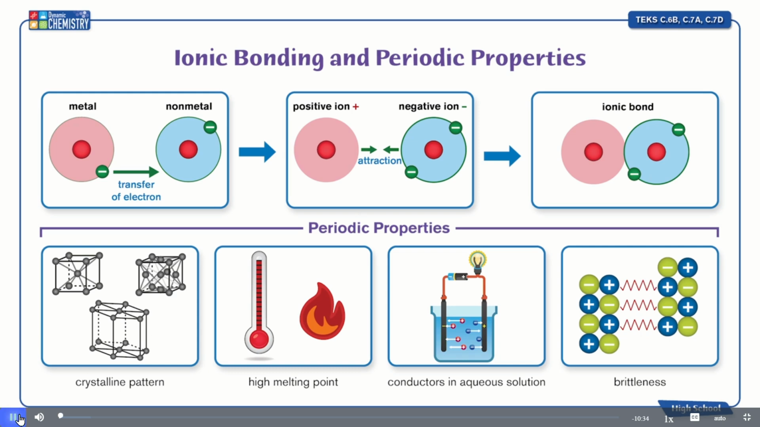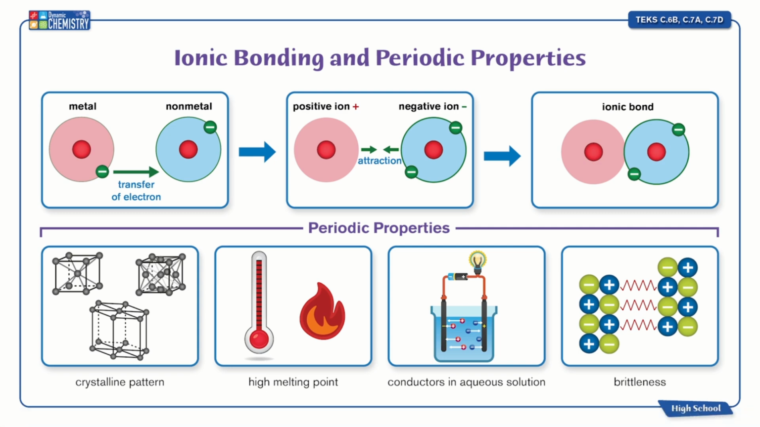Ionic bonding and periodic properties. TEKS C.6b, C.7a, and C.7d. After this lesson, you will be able to construct an argument to support how periodic trends, such as electronegativity, can predict bonding between elements, analyze the properties of ionic substances in terms of intermolecular forces, and describe the structure of ions.